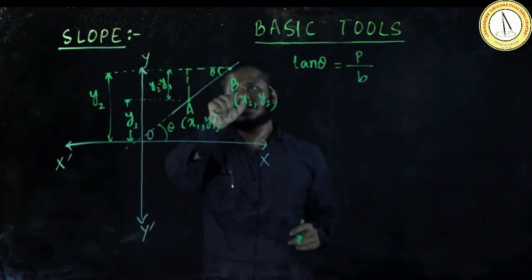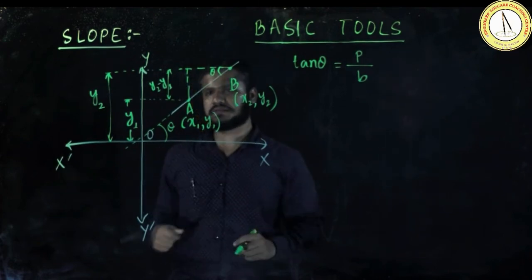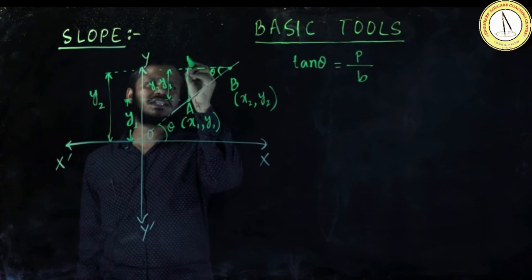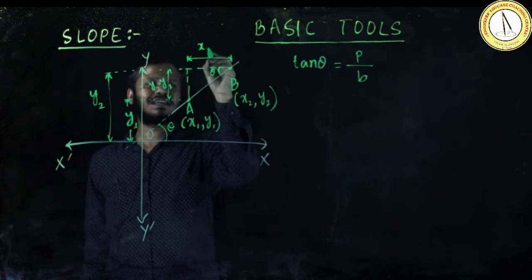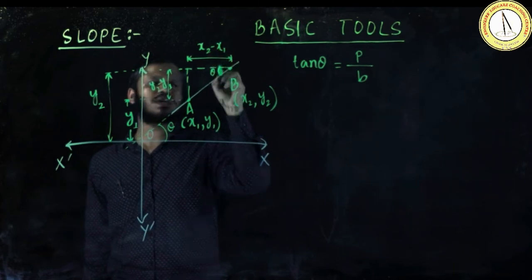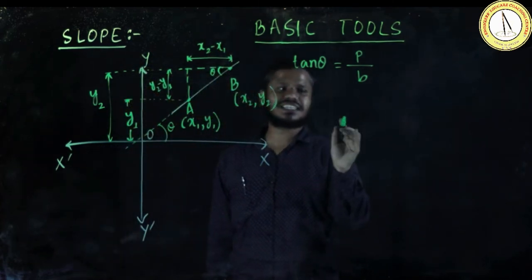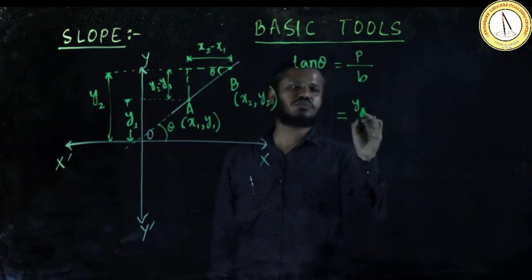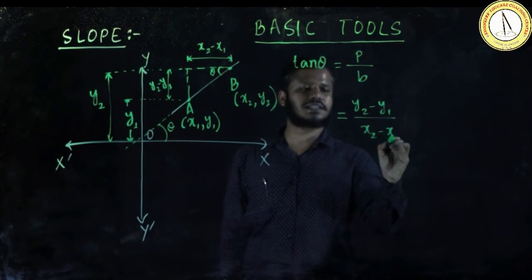Similarly, if I transfer the points A and B to the x-axis, we will get the length of base as x2 minus x1. Now what will be tan theta? Tan theta is equal to perpendicular over base, that is, y2 minus y1 by x2 minus x1.